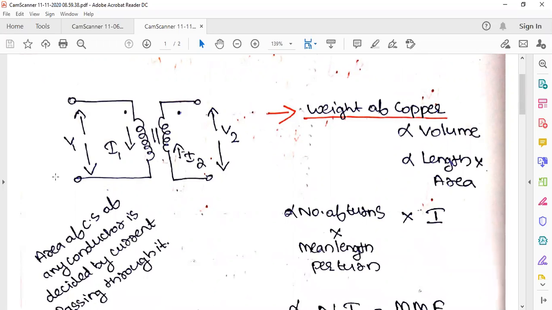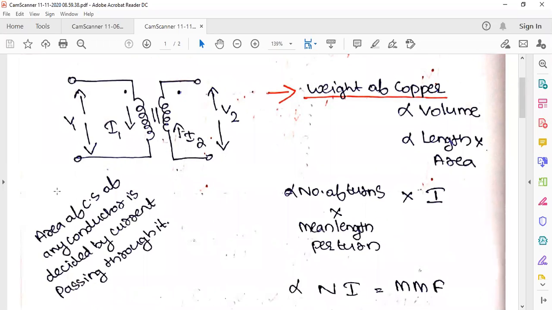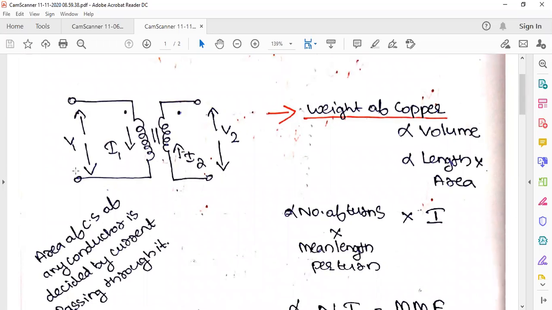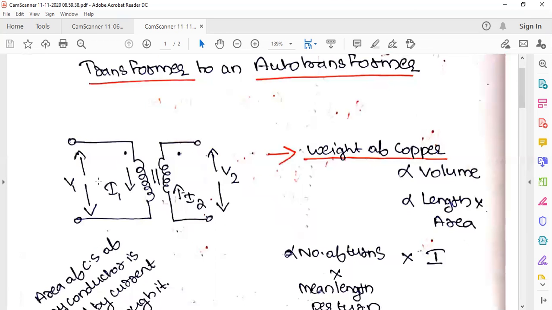So area of cross section of any conductor is, we will start. So this is the transformer. We have V1, V2, and this is I1 and this is I2. So we have the magnetic core, right? Sorry, I told you copper.